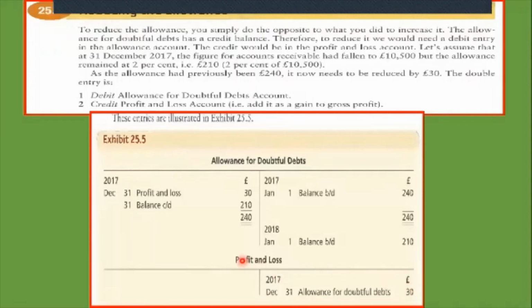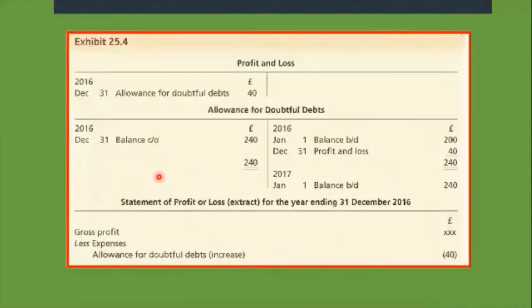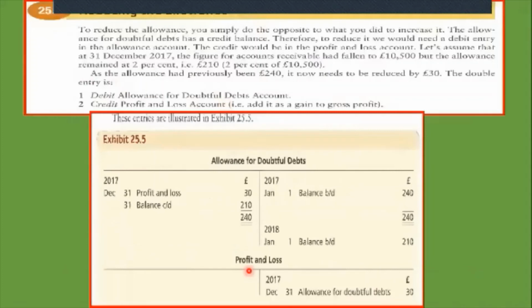Remember when we took it out, when we were taking it out here, we debited the profit and loss account to take it out, right? So when we put it back in, we will put it on the credit side. Okay? And at a later lesson, we'll show you how we will add this to the profit in the income statement. Okay? So that brings us to the end of today's lessons.